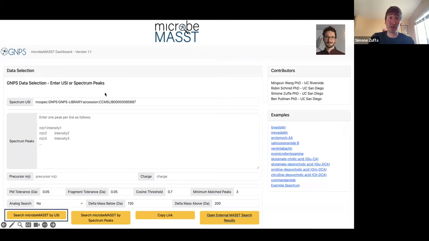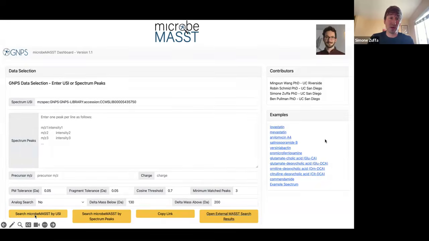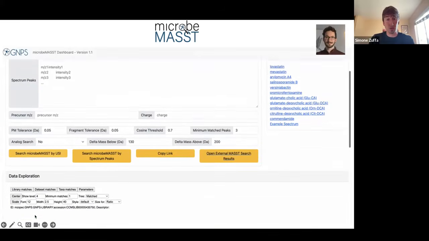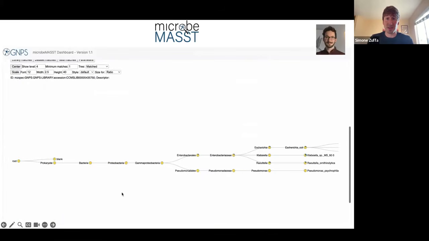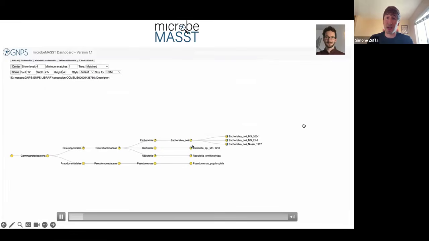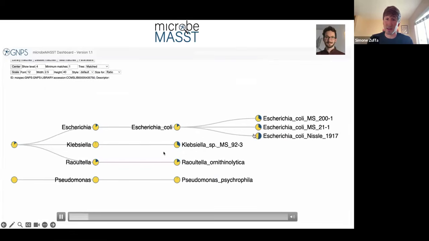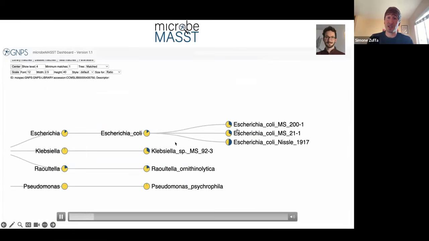In this case, I'm using a library spectrum in the GNPS library to showcase the search. So once you click search, in just a second, you will be able to obtain the interactive taxonomy tree. You can explore it. You will see that there are different pie charts. This pie chart represents the number of samples in the specific reference database that were found to be a match to the specific MS/MS that you've searched for.